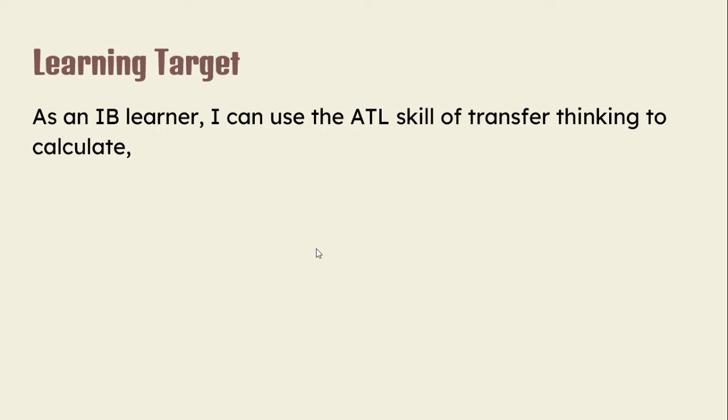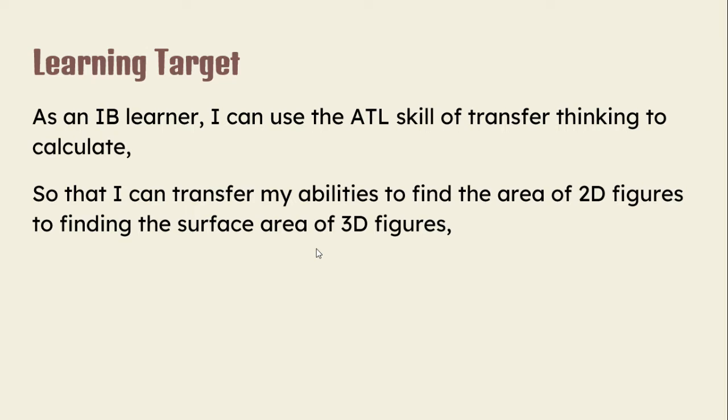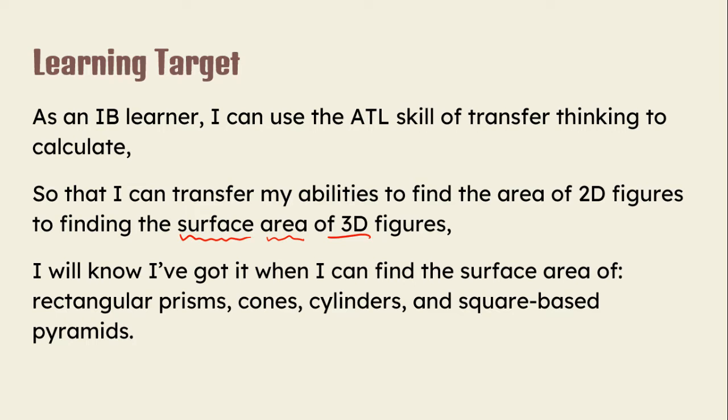As an IB learner, I can use the ATL skill of transfer thinking to calculate. We're going to transfer our abilities to find the area of 2D figures to finding the surface area of 3D figures. So what we've been doing is finding the volume, but today we're going to focus on finding the surface area of those three-dimensional shapes. I'll know I've got it when I can find the surface area of rectangular prisms, cones, cylinders, and square-based pyramids.